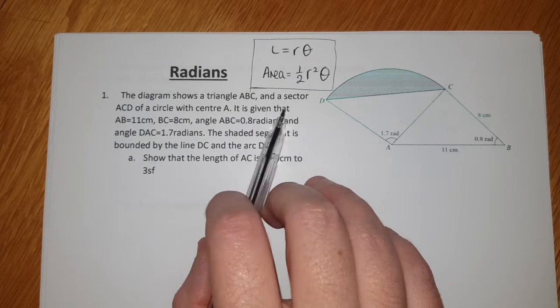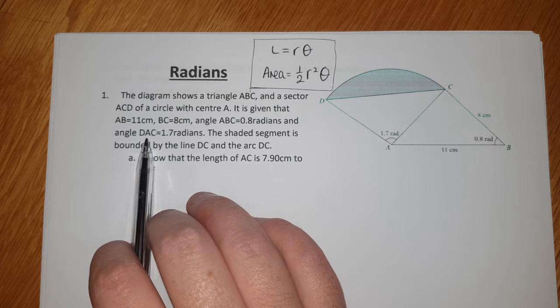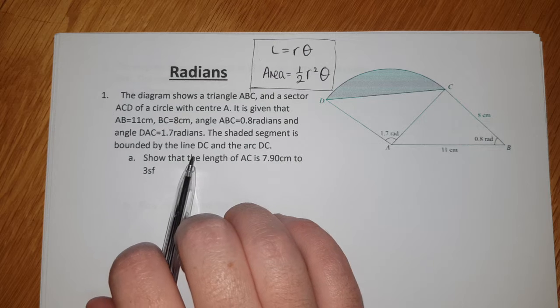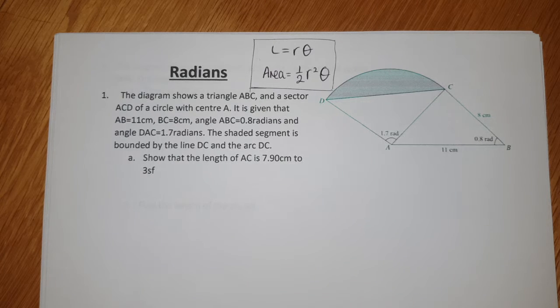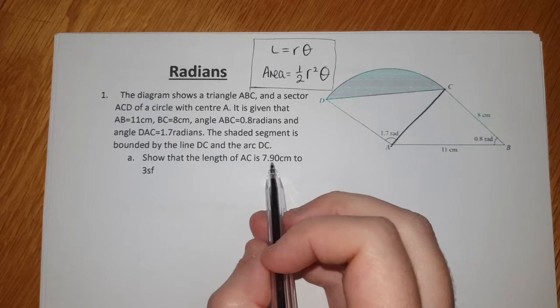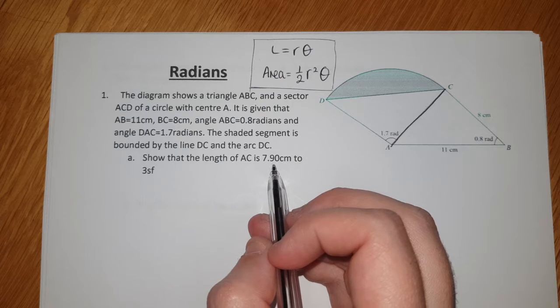So we've got the diagram that's got a sector of a circle. It's got all these different pieces of information, and then the shaded segment is bounded by the line DC and the arc from D to C. Show that the length of AC, so this length here, is 7.90 centimeters to three significant figures.